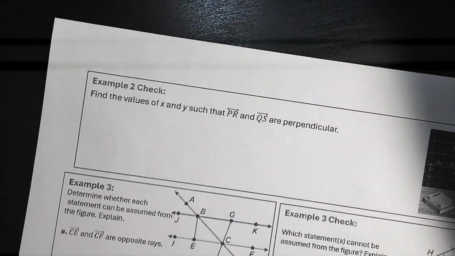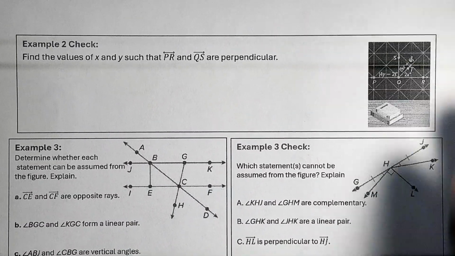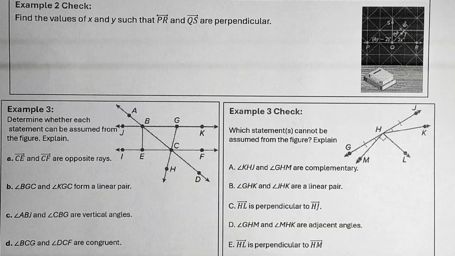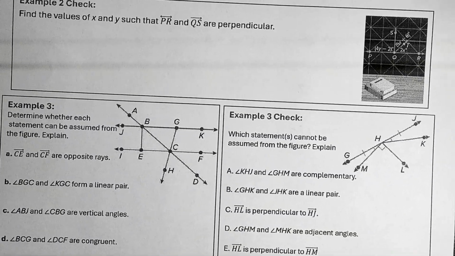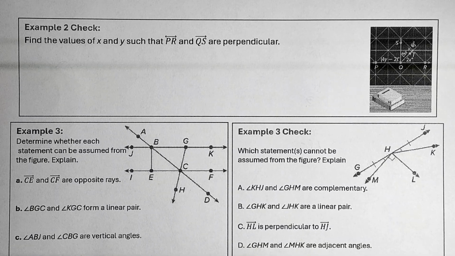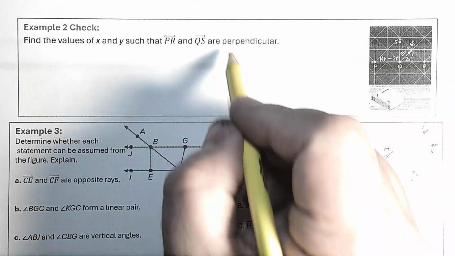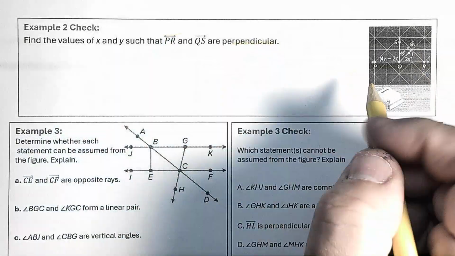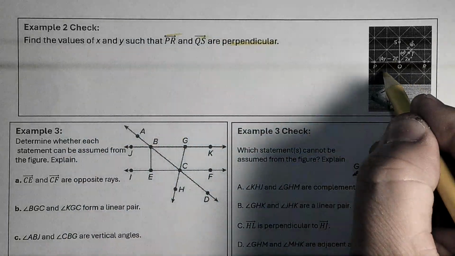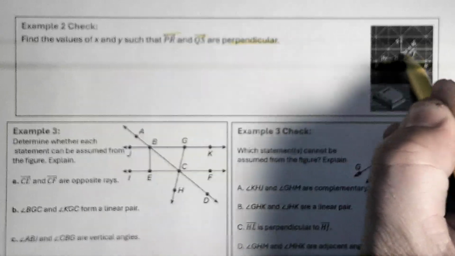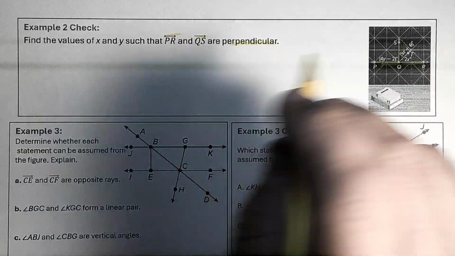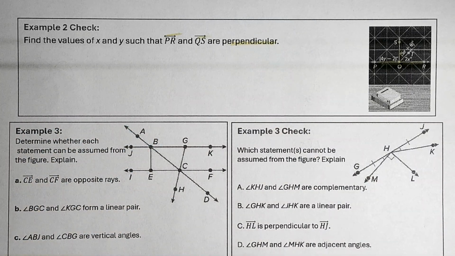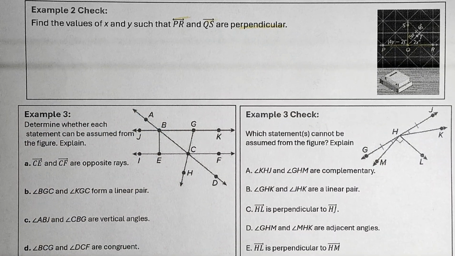Alright, let's flip over, back page. So we got a check here. You guys are going to handle this. You want to find your x and y. Of course, it's going to be two separate equations, just like before. Perpendicular, that's PR and QS. So P to R is right here, Q to S is right here. So you know what perpendicular means. You guys take care of the rest.